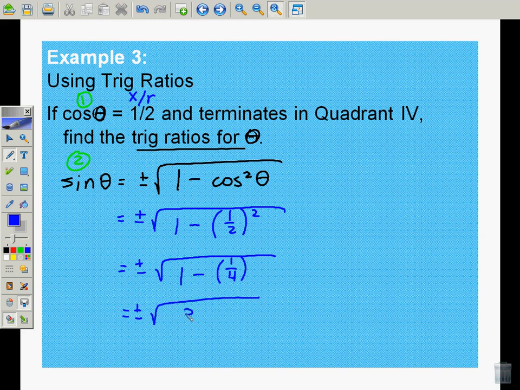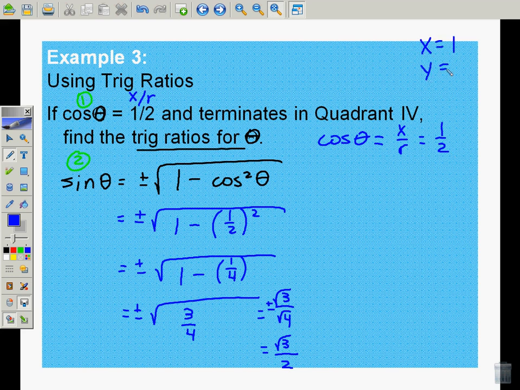Watch what happens. I know that this is equal to square root of 3 over square root of 4, plus or minus still. Okay? Equal to square root of 3 over 2. Now, look at this. Look at how beautiful this is. Cosine theta is equal to x over r is equal to 1 over 2. So, for those of you keeping track at home, x is equal to 1. Y, we don't have. R, we have. But look at what we got now, guys.